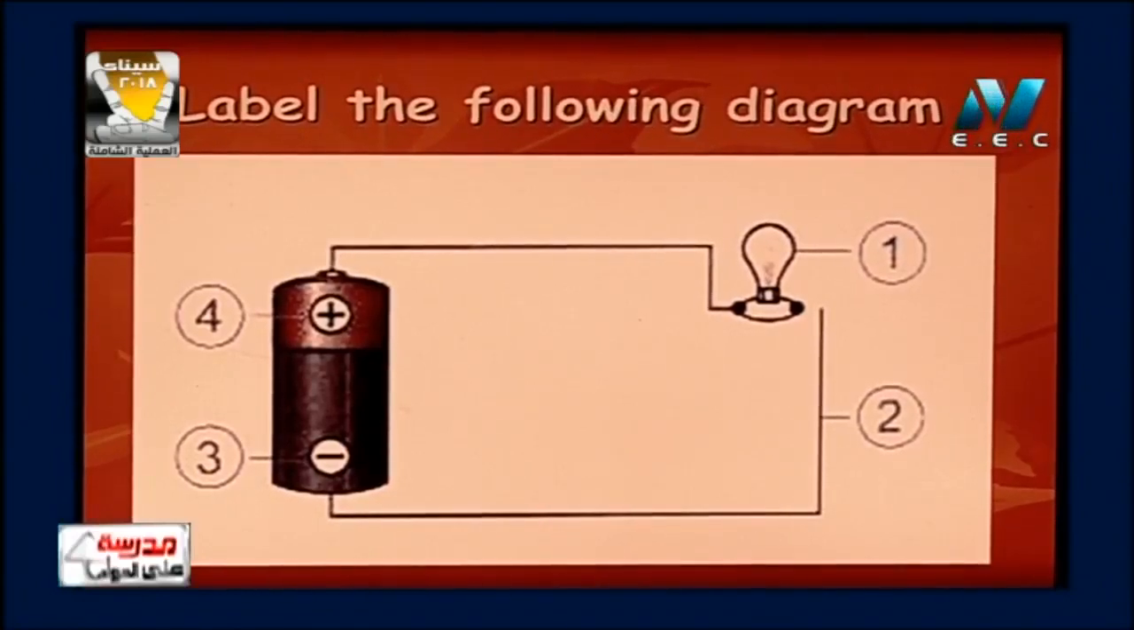So number one will be the electric lamp. Number two is the electric wire أو أسلاك كهربائية. Number 3 and 4 they will be the battery. But why I have here two numbers؟ ليه هنا عندي رقمين للباتري؟ Because number 3 will be the negative pole، and number 4 will be the positive pole.